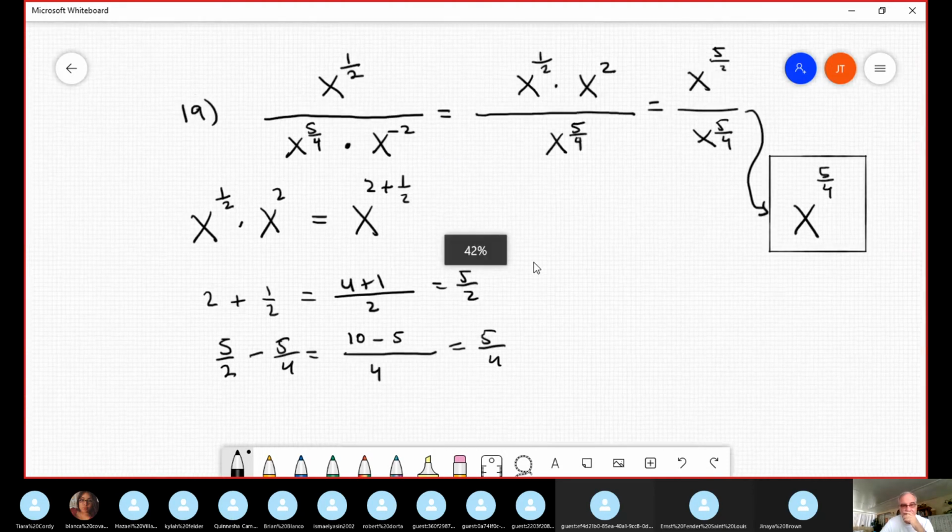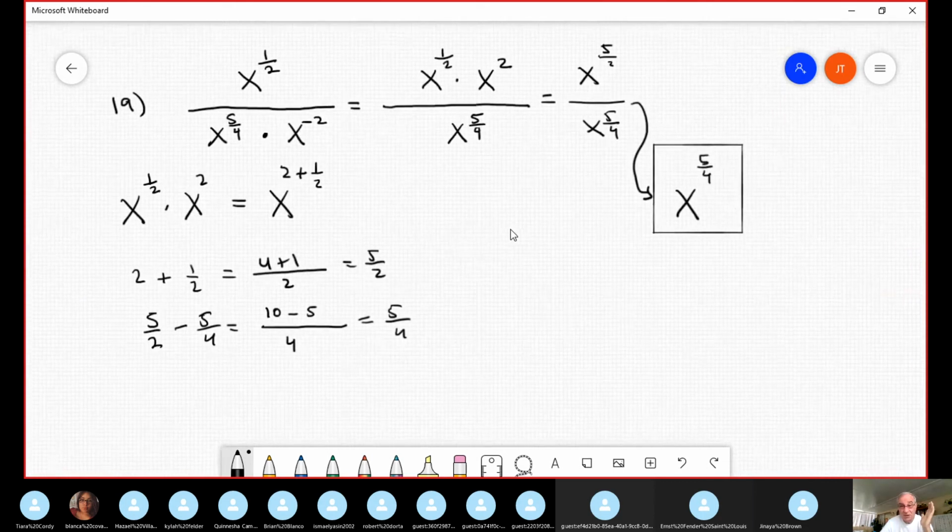What part is confusing for you? When I first saw the LCD, I didn't understand what to do. Okay. Remember, you find the LCD only when you're adding or subtracting. Otherwise, no. Use the rule of the exponent. If it's multiplication, it's addition of exponents. If it's division, it's subtraction of exponents. Is it easy or not? Yeah. Complicated.